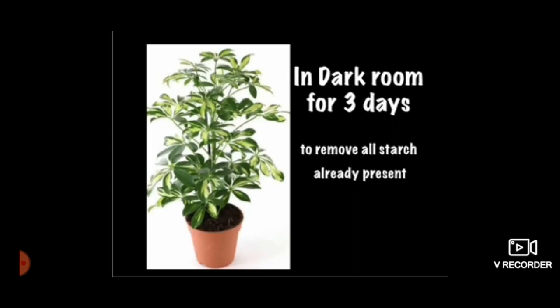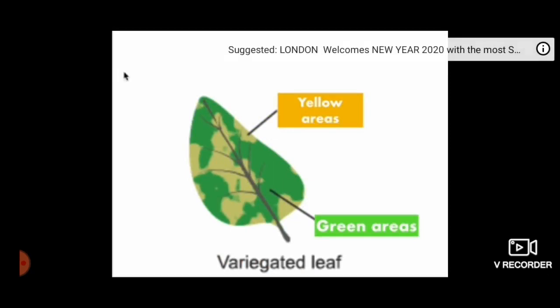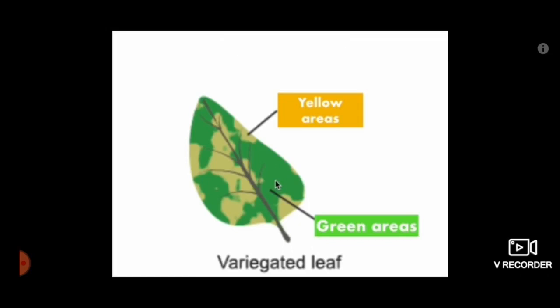for 3 days. Let me tell you, a variegated leaf is a leaf in which different patches of colors are present, like you can see in the money plant and geranium plant. The place where green patches are present in the leaf contains chlorophyll, the green pigment, while the other colored patches contain other pigments but not chlorophyll.